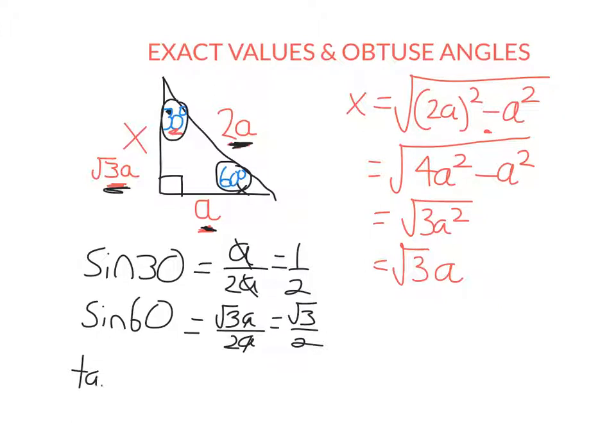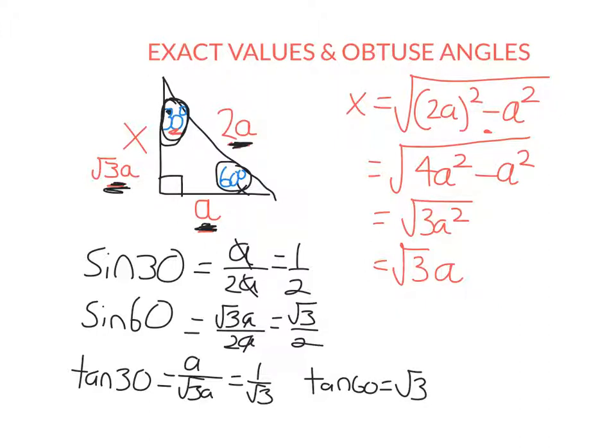So tan of 30. Again, we're looking at this angle here, so it's opposite over adjacent. So it's A over root 3A, or 1 over root 3. In the same way, tan 60, you can try this for yourself, will be root 3. Cos 30 is the same as sine 60, and cos 60 is the same as sine 30. I'll put these in a table for you at the end of the video. I just want you to be aware that's why we have the exact values that we do.